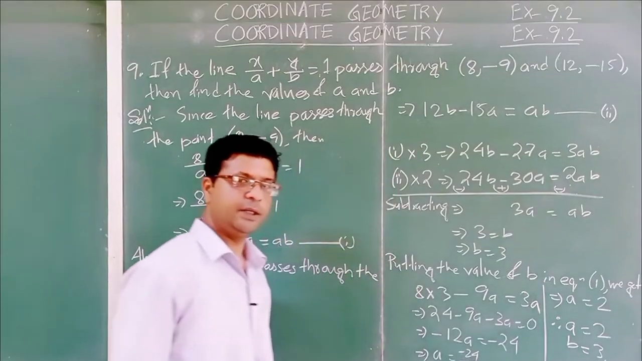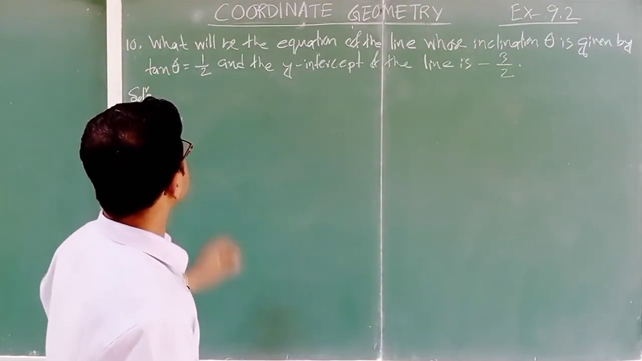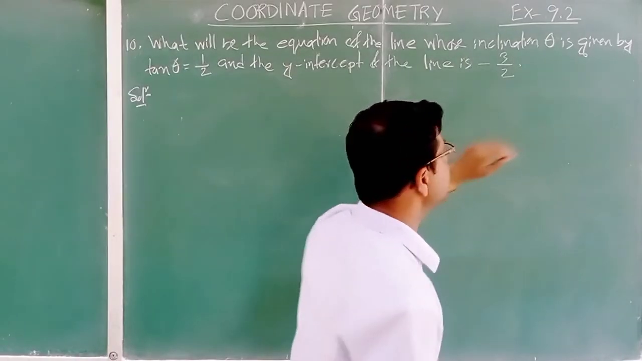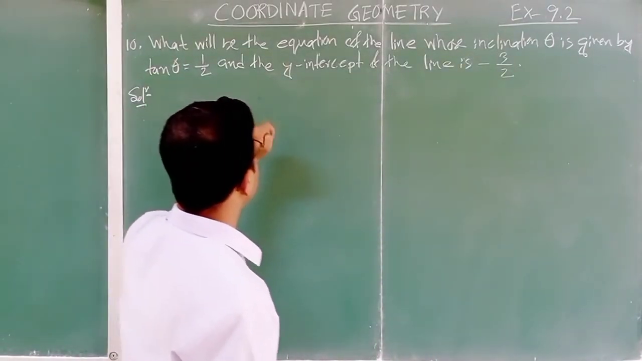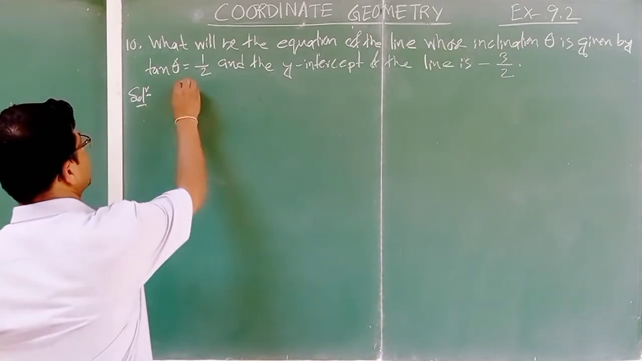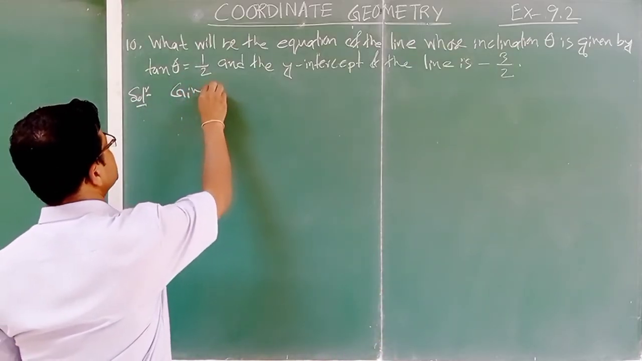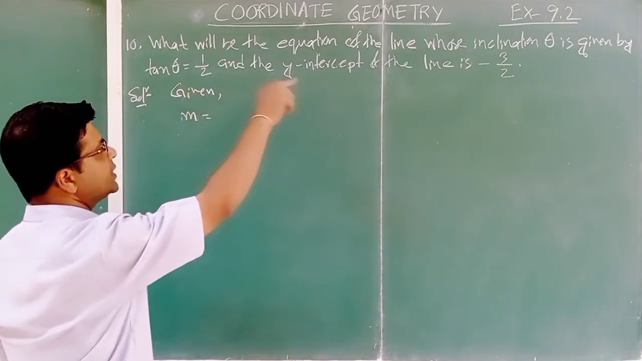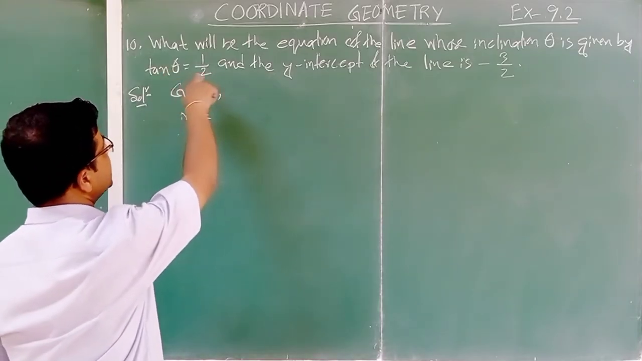Thus we have solved. Okay, now let us read question number 10. The question is, what will be the equation of the line whose inclination theta is given by tan theta is equal to half, and the y-intercept of the line is this. Okay, so what is given here? This solution is too simple. You will find here m, that is, inclination is theta, but slope or the gradient is tan theta.